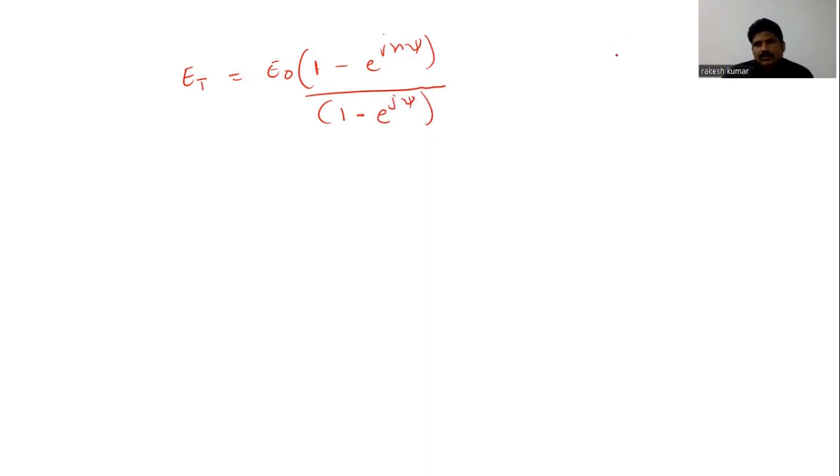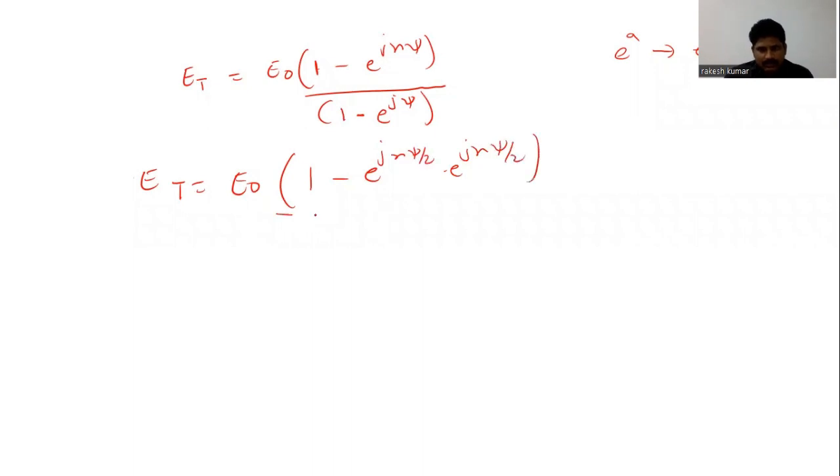Okay, so for example, if e power a is there, I can write it as e power a by 2 into e power a by 2. Using the same method, Et is equal to e naught into 1 minus e power j n psi by 2 into e power j n psi by 2, by 1 minus e power j psi by 2 into e to the power of j psi by 2.